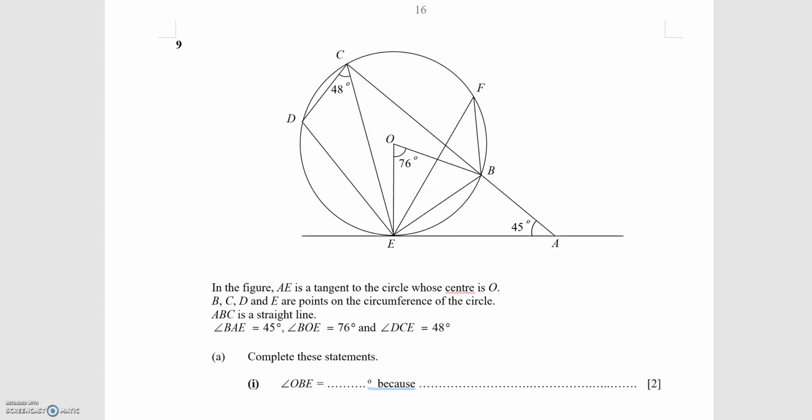We will look at question 9 of your mid-year exam paper 2. In the figure, AE is a tangent to the circle, whose center is O. B, C, D, and E are points on the circumference of the circle. ABC is a straight line.